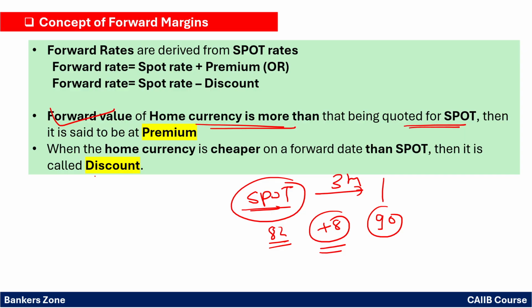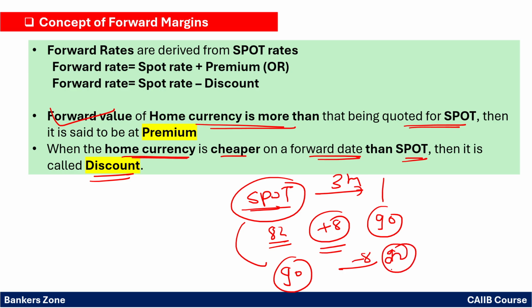What is the discount then? See, when home currency is cheaper on a forward date than the spot, right? Means what? Today the currency value is say 90 and after say 1 month or 3 months, it is available at 82 rupees. That means what? It is cheaper in the future. That's why it is called the discount.